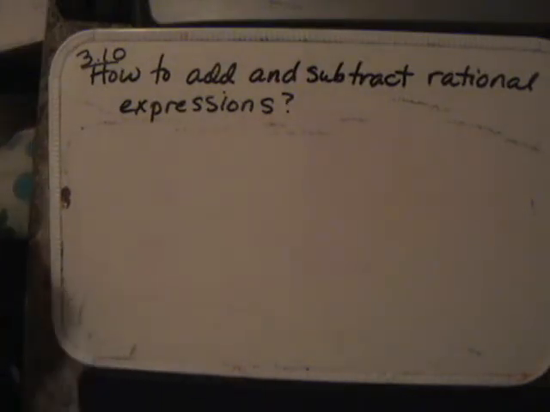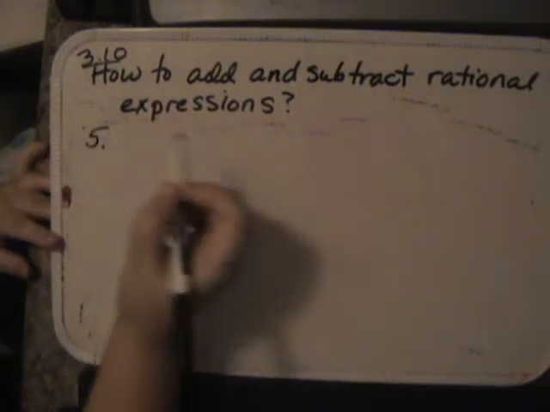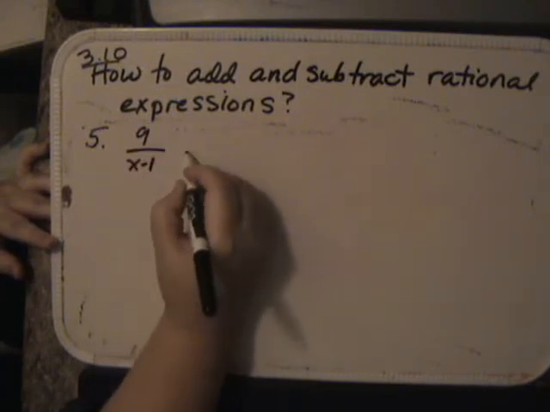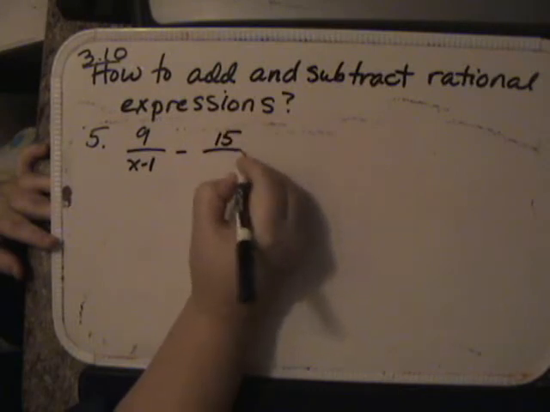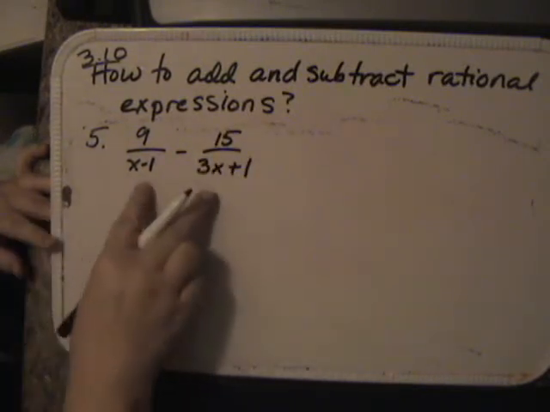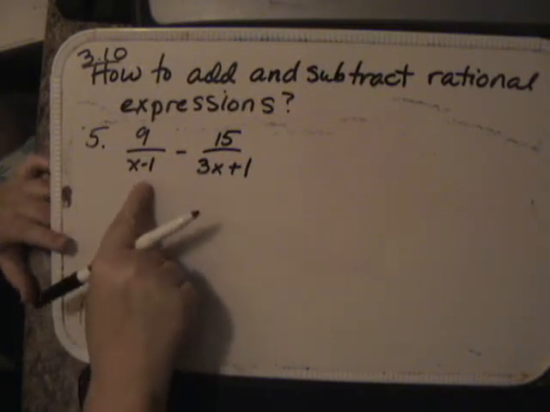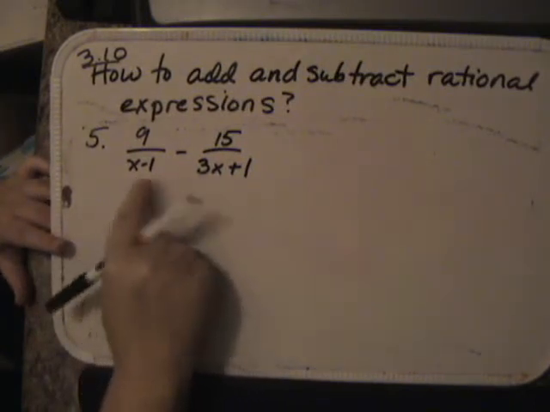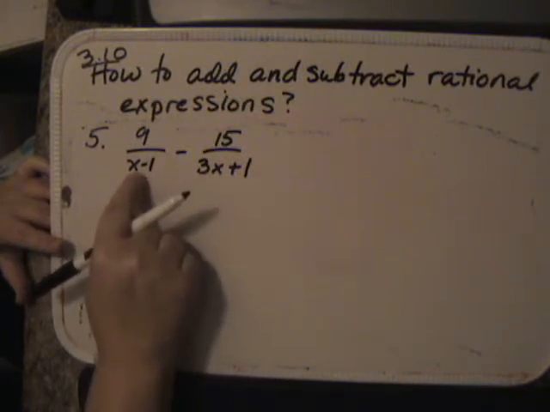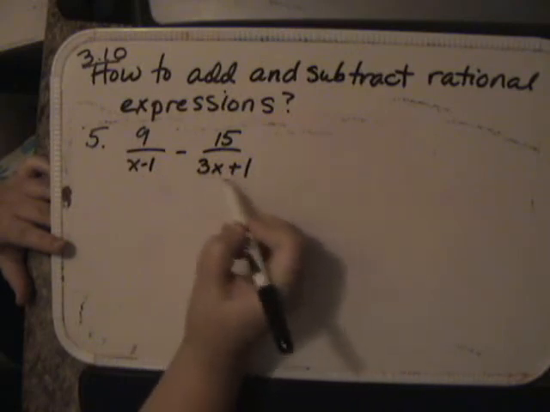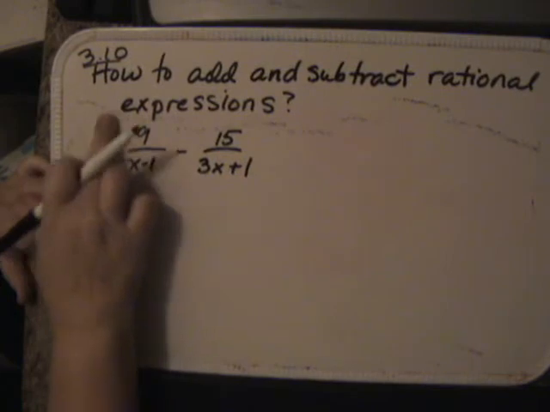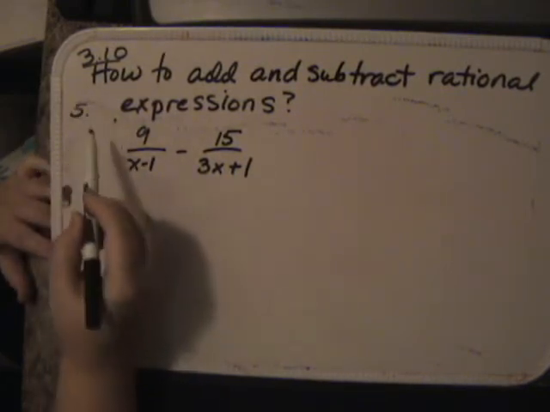Okay, let's work number 5 as an additional example. For number 5, we have 9 over x minus 1 minus 15 over 3x plus 1. Now, we need to find the common denominator, and in this case, there's no factors. You can't factor either of these. So you're going to multiply this number by 3x plus 1, and over here, we're going to multiply this one by x minus 1.